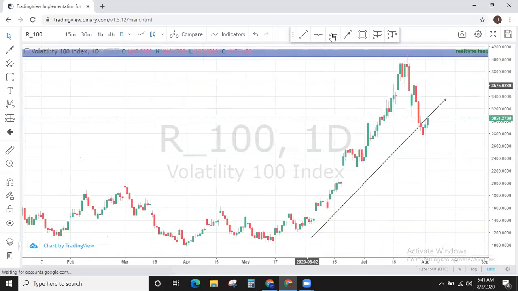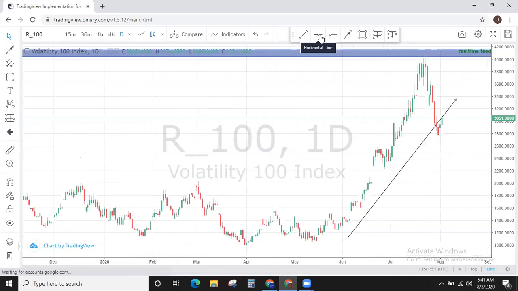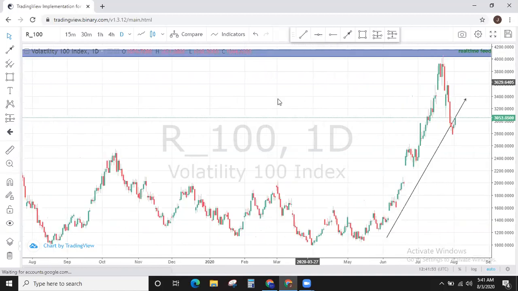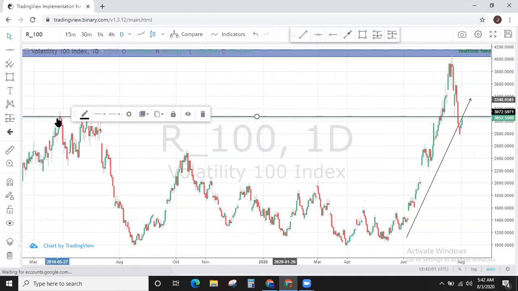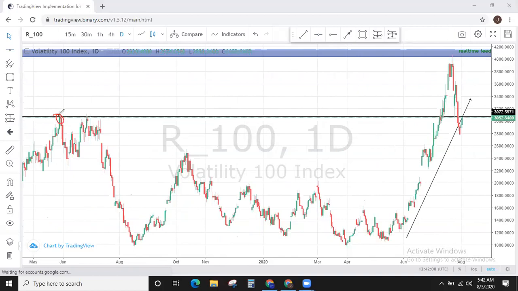Okay, let's take for instance, you draw a single line here. You see this place, you can see this point is a resistance. I'm going to tell you the disadvantage of just drawing a single line and calling it a resistance or support zone. You get it? Resistance or support, they are not lines, they are zones.